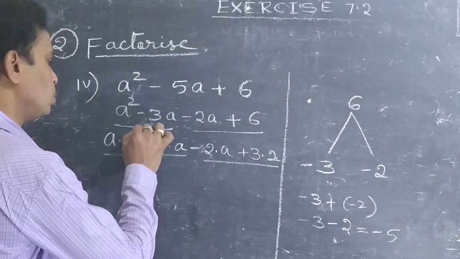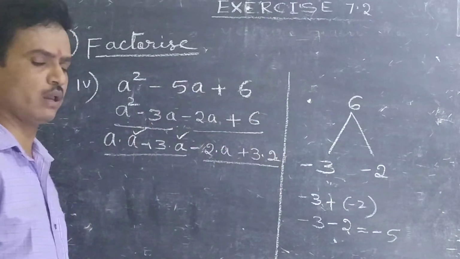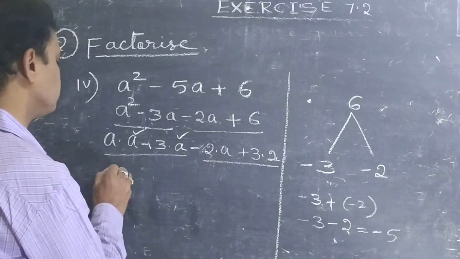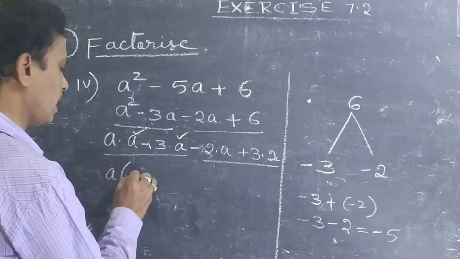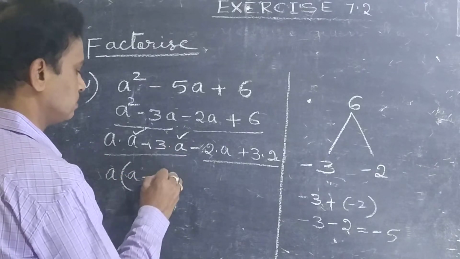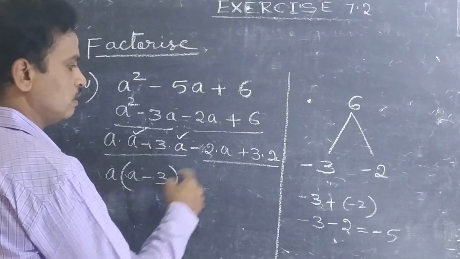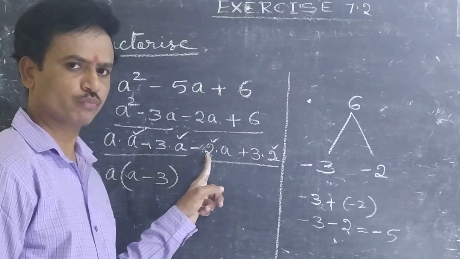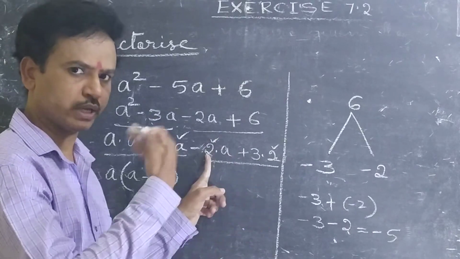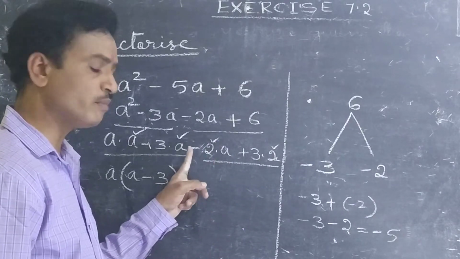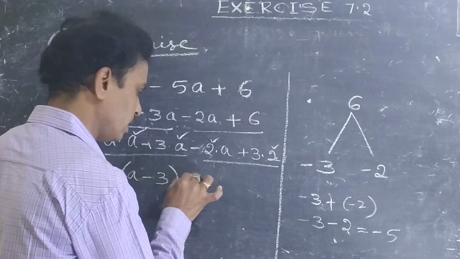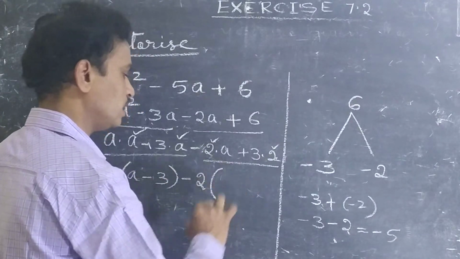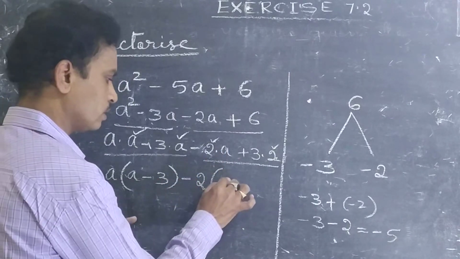Now check in the first group, what is common? Here a, here also a. That means a is common, and a you should write outside the bracket. Here a, then minus 3. Now here 2, here also 2. 2 we should take outside the bracket, but here minus is there. So first we should keep minus, then 2 we should write, and inside the bracket a.